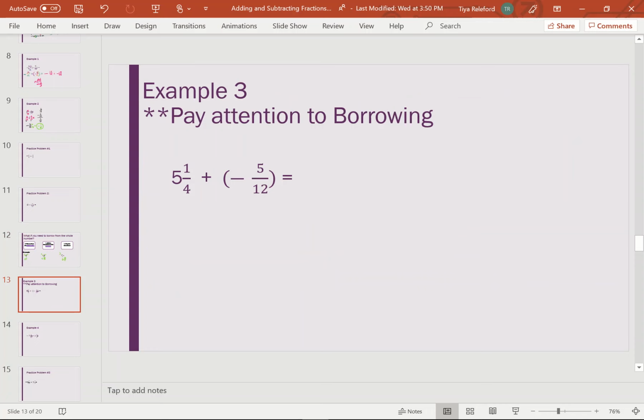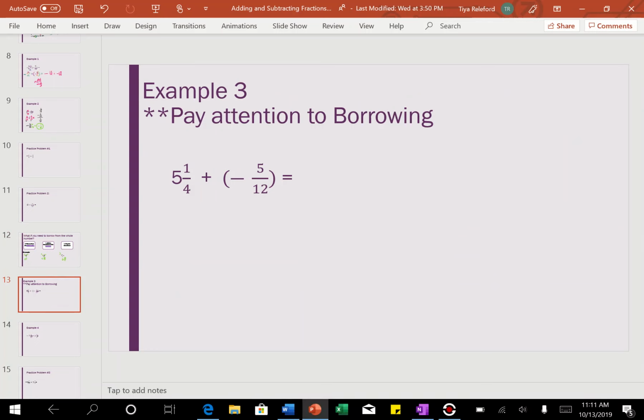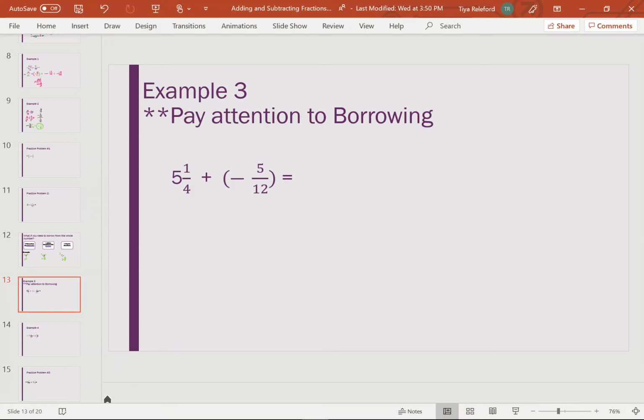Okay, now example number 3, we're going to be borrowing because that's what we just learned. So you know that's coming. So our first step is common denominators. I have 4 and 12. Well, I don't even have to list multiples. I know that I can turn 4 into 12. So to go from 4 to 12, I multiply times 3. And I end up with 5 3/12. And the next one, I don't have to change at all.